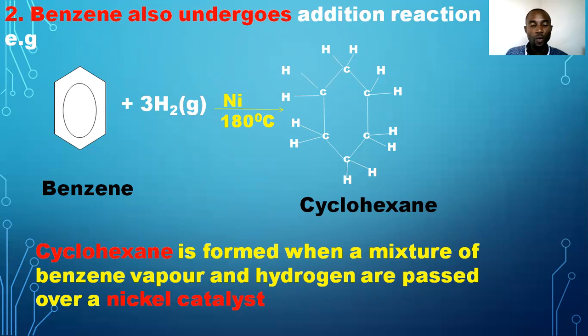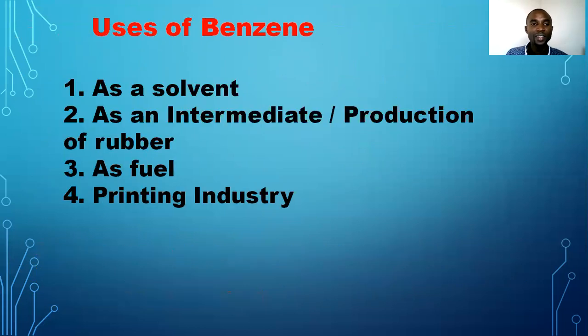All right. We are going to look at this again by looking at the uses of benzene. Two peculiar chemical properties of benzene we discussed: substitution reaction and addition reaction. What can we use benzene for? Number one, it can be used as solvent. We also use it as an intermediate material for the production of rubber. We can use it as fuel. We can use it in the printing industry. So benzene can be used in all these places, and it is very, very useful in industry.